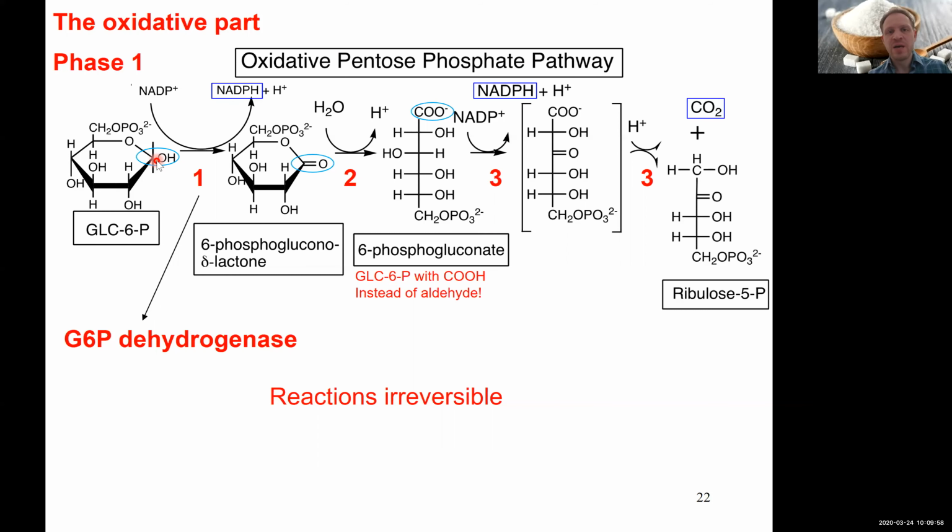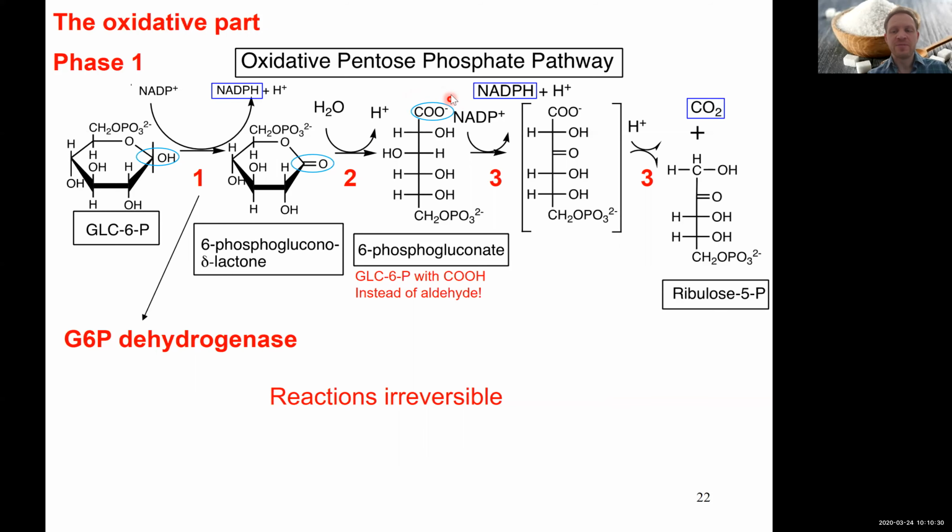What's the next step? Our next step is that we hydrolyze this lactone. So basically we're just opening the ring right here. What we're generating is a carboxylic acid, right? We have opened the ring. We're generating essentially the carboxy derivative of glucose-6-phosphate. So just compare the carboxy group here, where usually there is an aldehyde in this function.